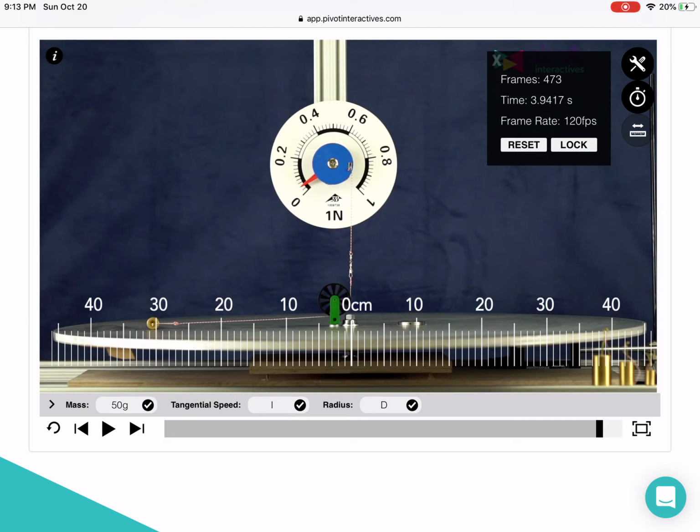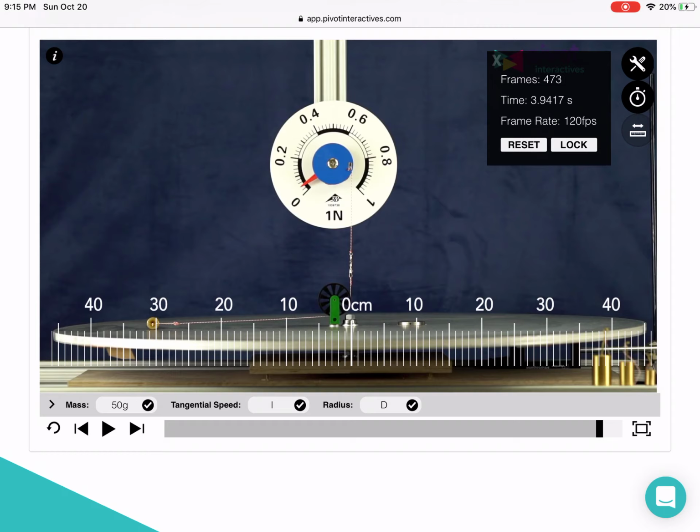And there I can read my time. So it took 3.9417 seconds. Make sure that you reset your time before you want to start recording. Otherwise it'll measure the time from the very beginning and you're going to get a huge time. So be careful to reset it.